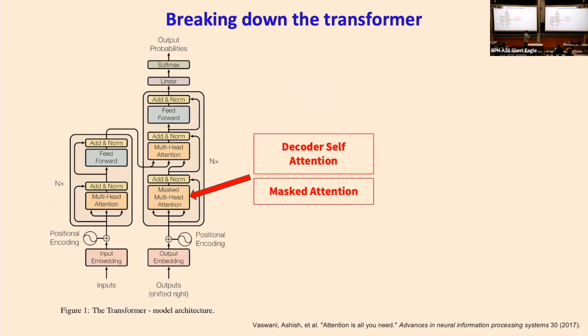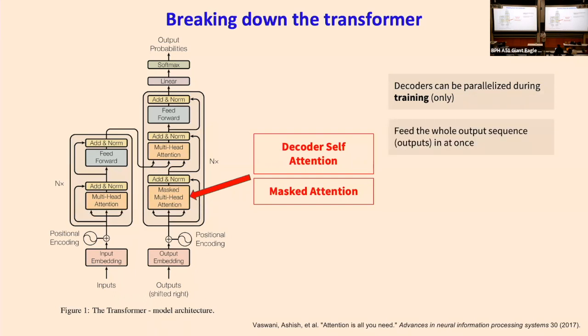Now, I have said multiple times that transformers are parallelizable. But can they always work in parallel? Not during output because they don't have all of the... Right. Exactly. So decoders can be parallelized only during training. Well, the encoder is set already. So I have my encodings, but the decoders can only be parallelized during training. How do we parallelize them during training? Well, we just give them the whole output sequence at once.